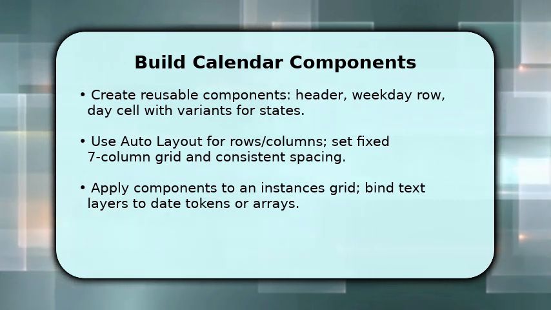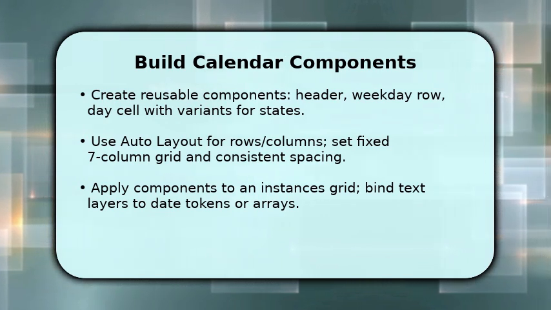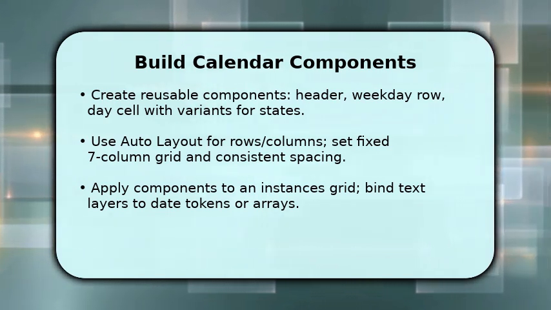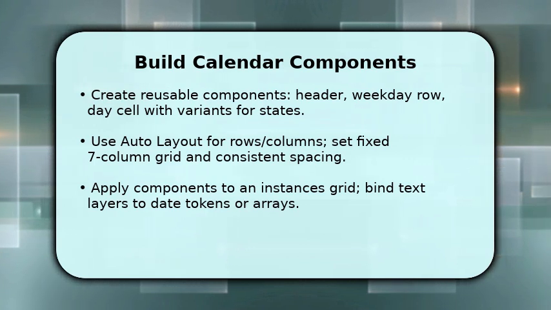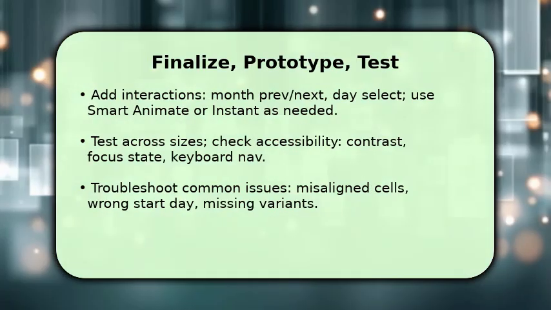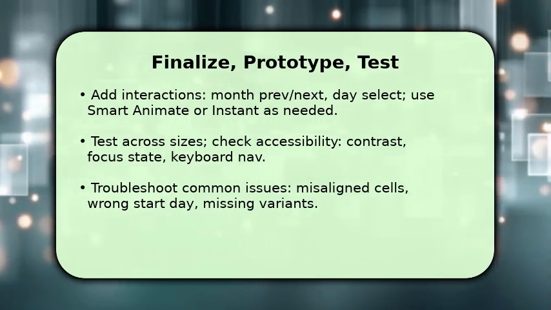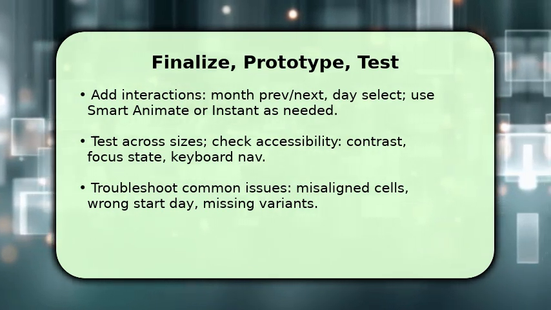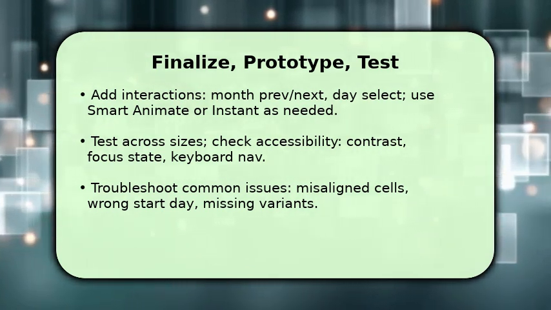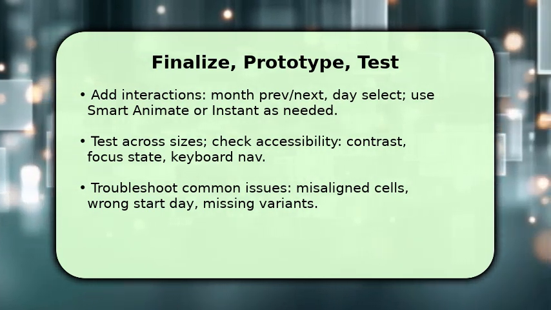Once done, populate an instance's grid of day cells inside the frame and bind text layers to your date tokens or arrays. You finish by wiring interactions for month navigation and day selection. Use Smart Animate for smooth transitions or Instant for simple switches, and ensure the header updates the grid logically. Then test the component across frame sizes, verify contrast and focus states, and confirm keyboard navigation works if needed.